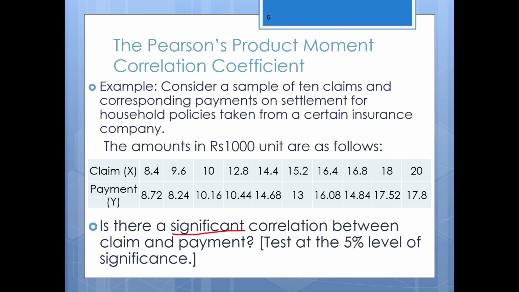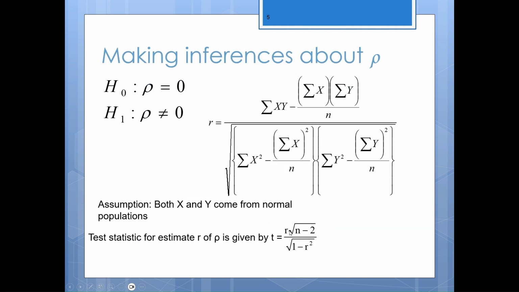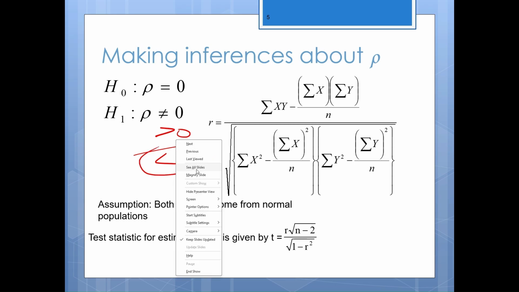If the question is, is there a significant positive correlation between, then you will not be testing the alternative as not equal to, but the alternative will be rho greater than 0. If you are testing for whether there is a significant negative linear relationship, then you would be testing for the alternative to be rho less than 0. But the null in our example is always equal.